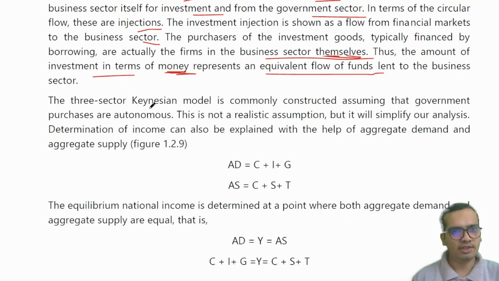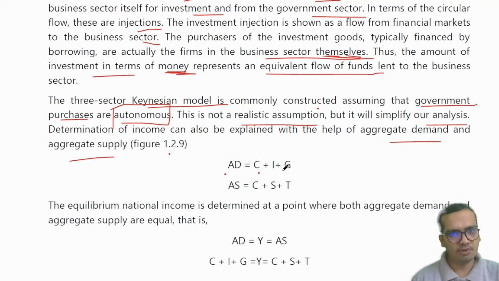So, the three sector Keynesian model is commonly constructed assuming that government purchases are autonomous, meaning not dependent. This is not a realistic assumption, but it will simplify our analysis. So, determination of income can also be explained with the help of aggregate demand and aggregate supply. As per figure 1.2.9, we will see it.